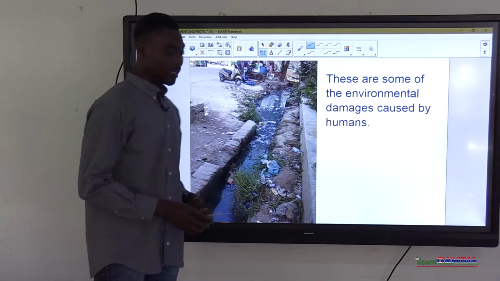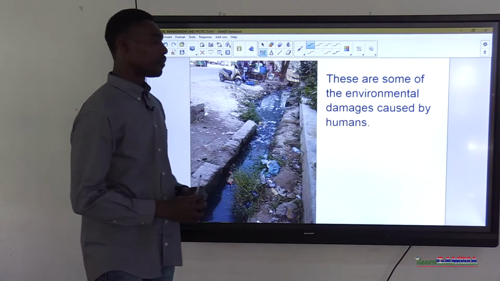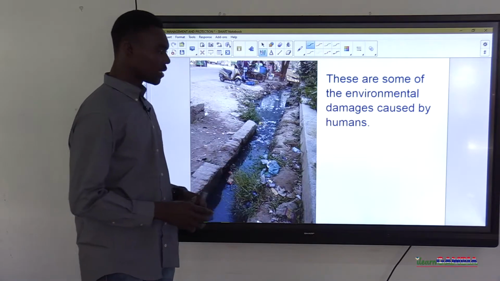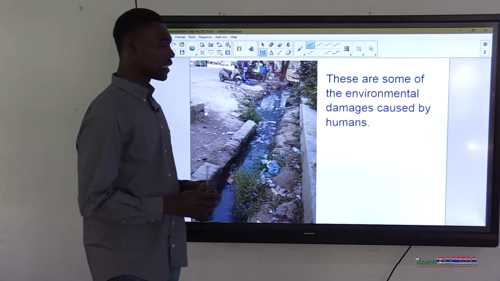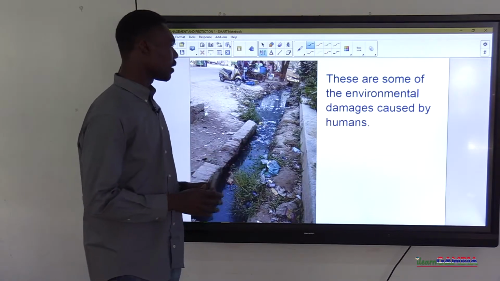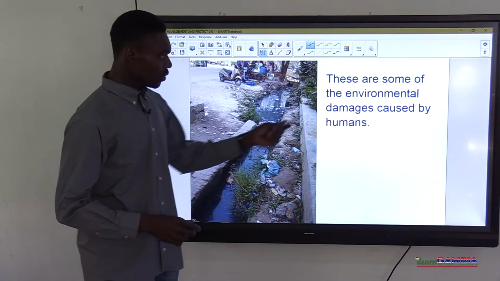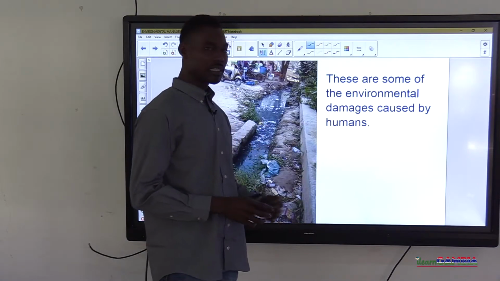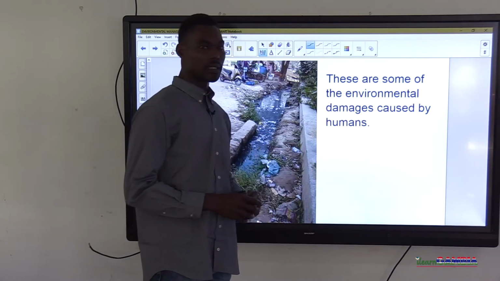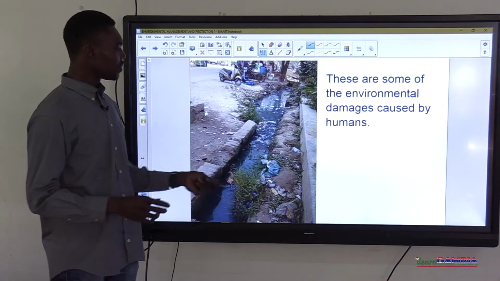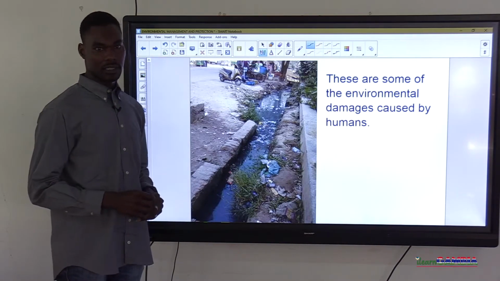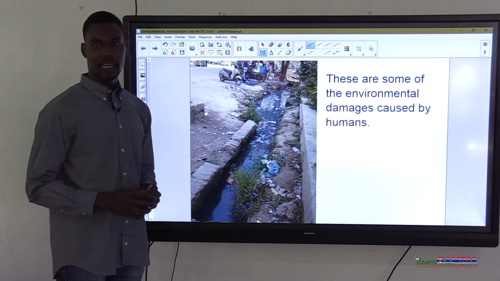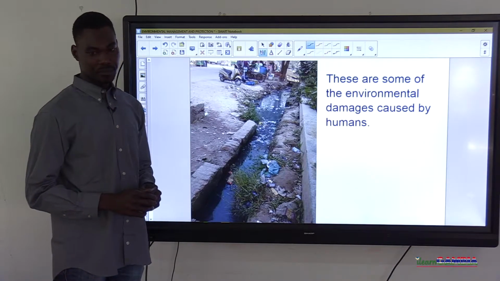So how have we altered our environment? Here are some of the ways. By looking at this picture here, you will see how, as humans, we have changed or altered our environment. So these are some of the environmental damages caused by humans. Looking at this picture, these are all human activities that have changed the environment. Okay?